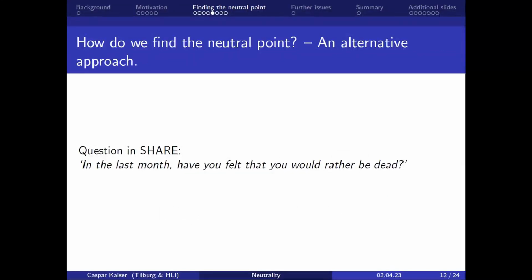So here's an alternative approach, which I think might be even more controversial than the first one. In the SHARE data set and a couple of other data sets, they asked the following question: in the last month, have you felt that you would rather be dead? Well, that's fairly close to what we're looking at, right? The idea here is, if you're thinking I would rather be dead, you're probably below the neutral point. Otherwise, you wouldn't be saying that.